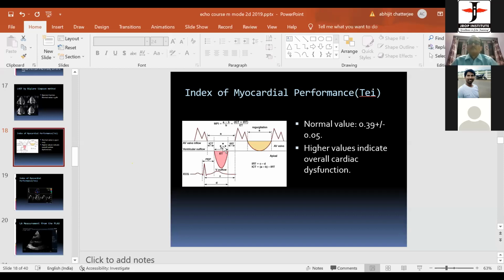Sir, good evening. Sir, can you please repeat the LA measurements? How to take the LA measurements? Yes, I'll do that.